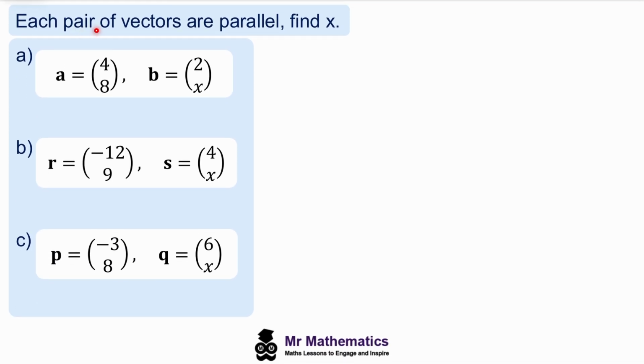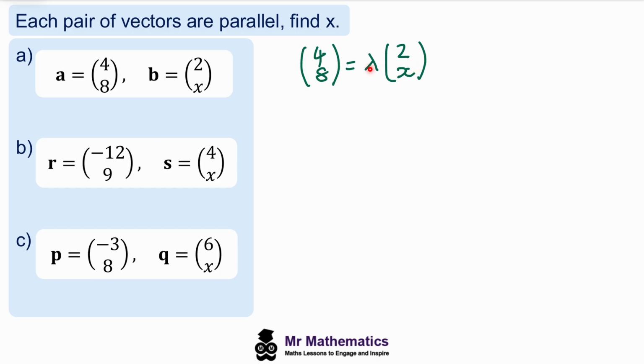We're told that each pair of vectors are parallel, and we need to work out the value of x. So A is parallel to B, R is parallel to S, and so on. Now if they're parallel, it means we can write one of them as a scalar multiple of the other. So this means that vector A, 4 and 8, would be a multiple, I'm going to call this multiple lambda, of vector B, 2 and x. Now this symbol lambda is what we use when we look at scalar multiples. It's just an unknown multiple of this direction vector.